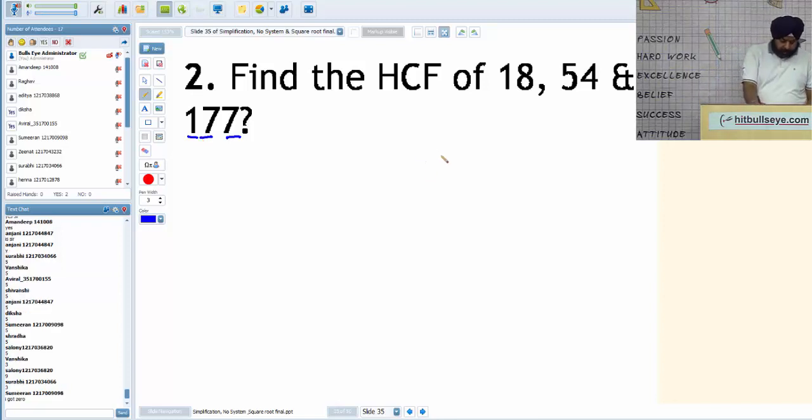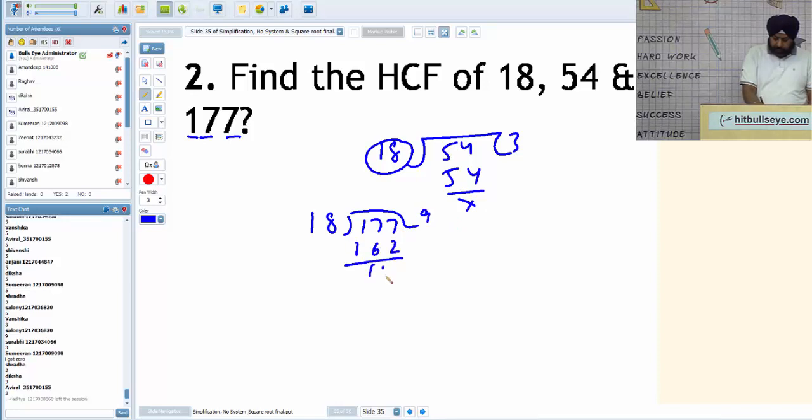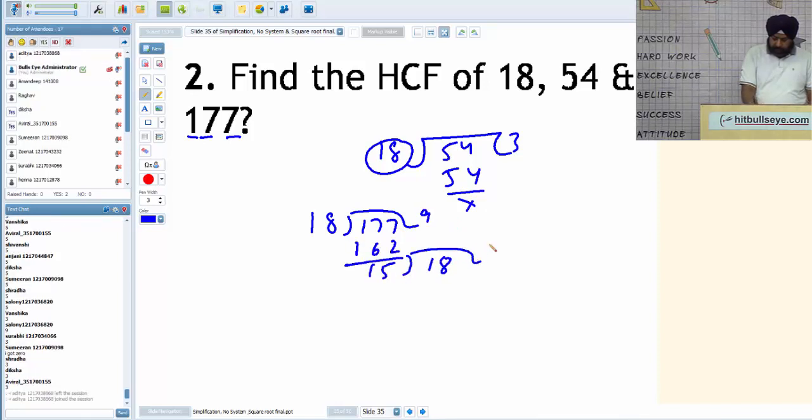Absolutely, someone got 0. It should be the last divisor. HCF can never be 0. So 18 into 3 is 54, so 18 is the HCF of 18 and 54. Now 18 and 177: 18 into 9 is 162, remainder 15. Then 18 and 15: 15 into 1 is 15, remainder 3. Then 3 into 5 is 15, so the last divisor is 3.